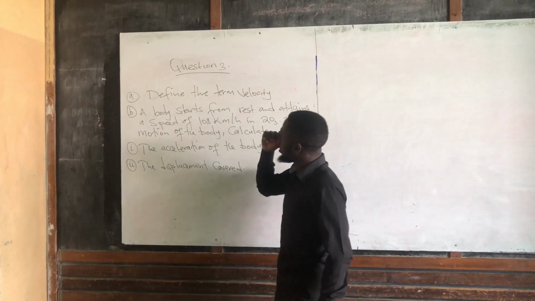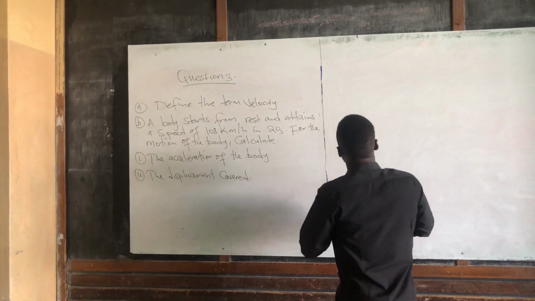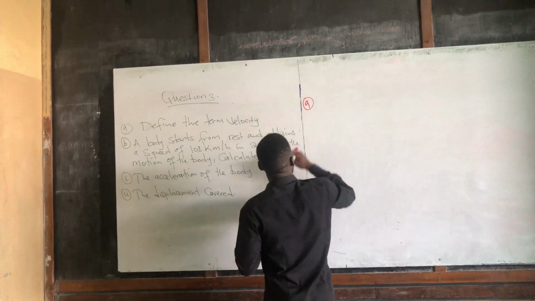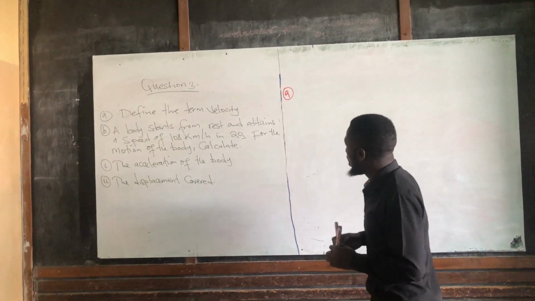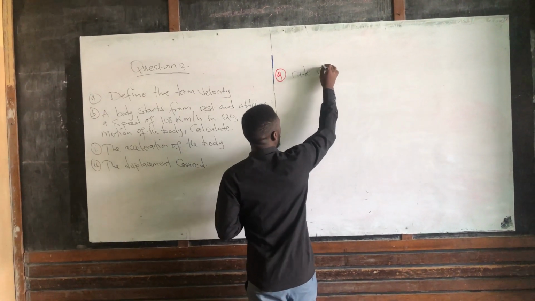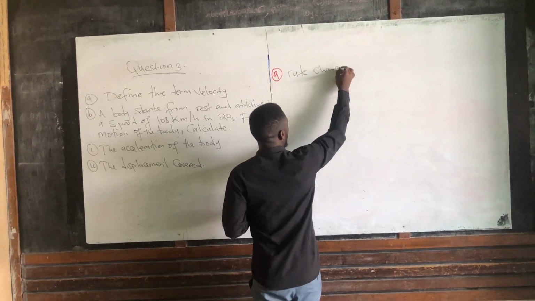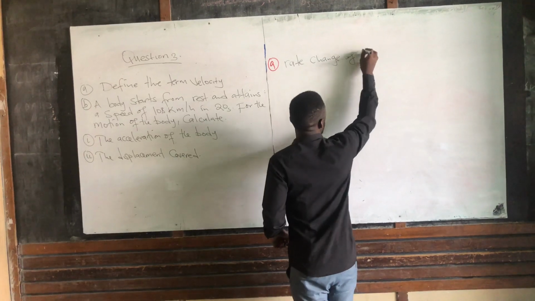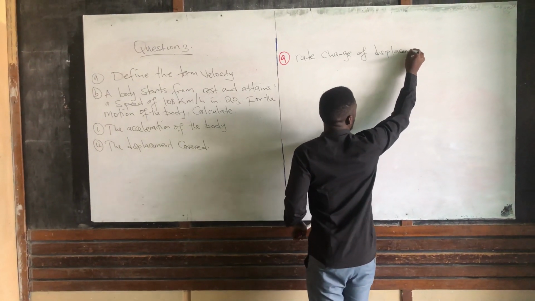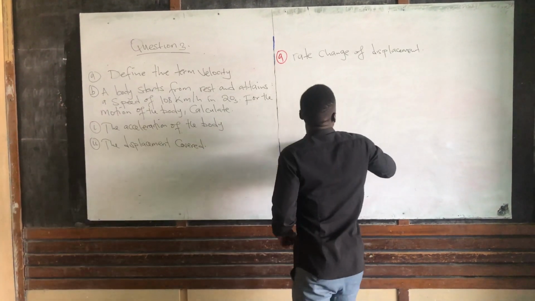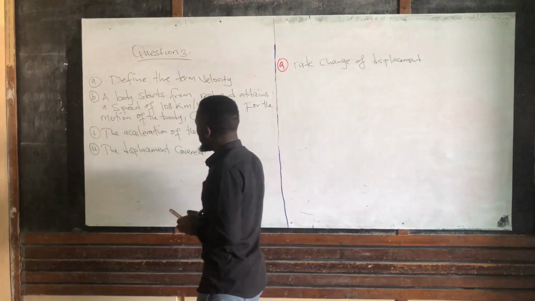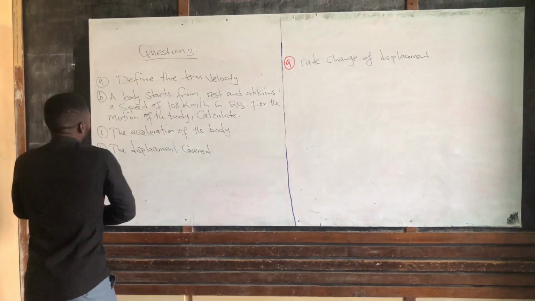So here, the first question is define velocity. For A, define velocity. What is velocity? So this is just the rate change of what? Displacement. Rate change of displacement. Okay, as simple as that. Rate change of displacement. So now, let's go to B.